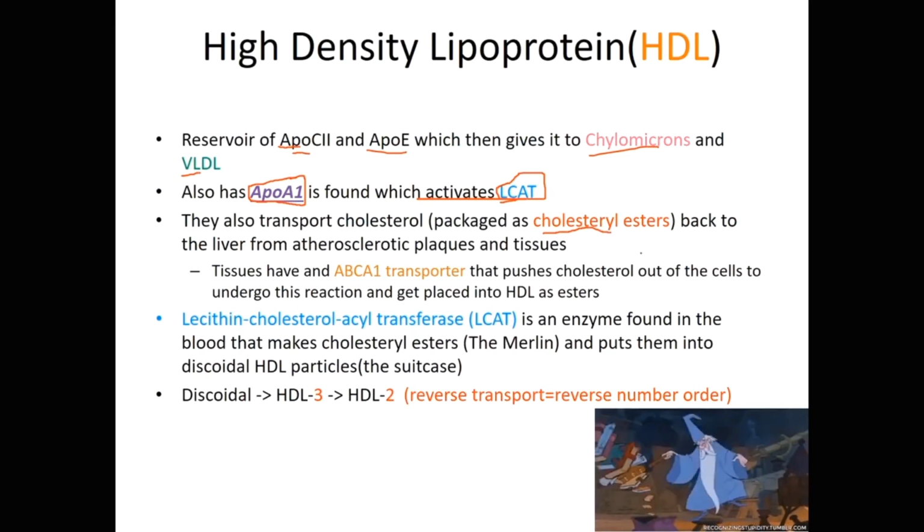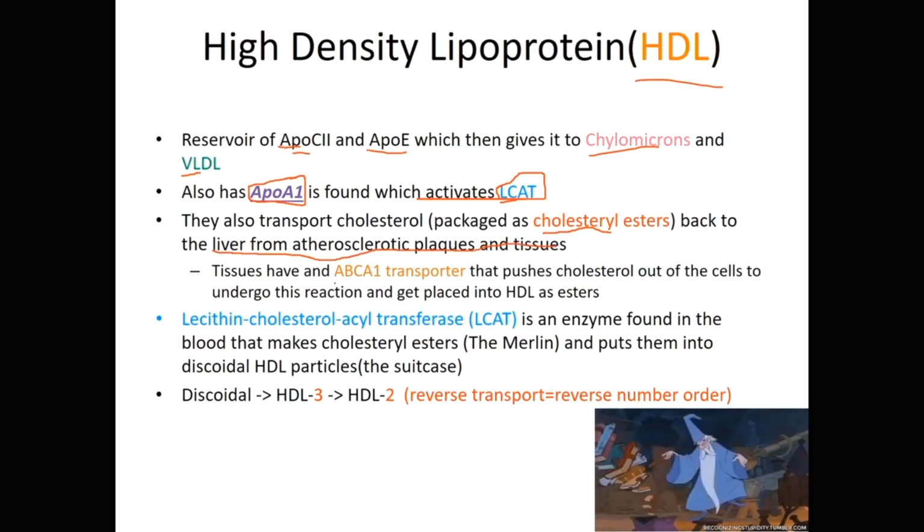And these guys are pretty much what I want to describe down here with this little Merlin guy. Pretty much this is a cholesterol molecule packaged and shrunk even smaller. It's not in its big, long structure, but is structured a little bit smaller, so you can package a lot more into an HDL particle. And then it takes those cholesterol esters back to the liver from atherosclerotic plaques and tissues.